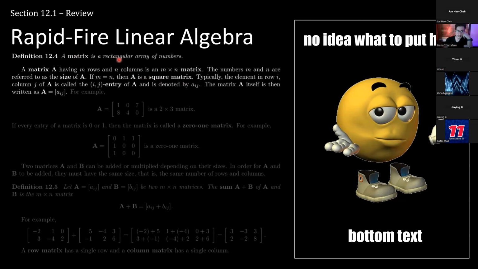So remember that a matrix is a rectangular array of numbers. We say that it has m rows and n columns. If it has m rows and n columns, we say that it's an m by n matrix. So the first number is the number of rows every time.